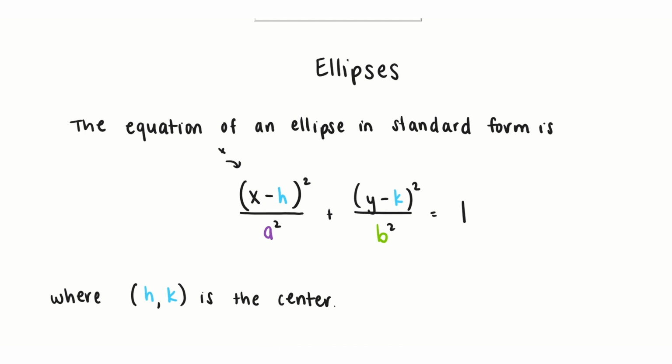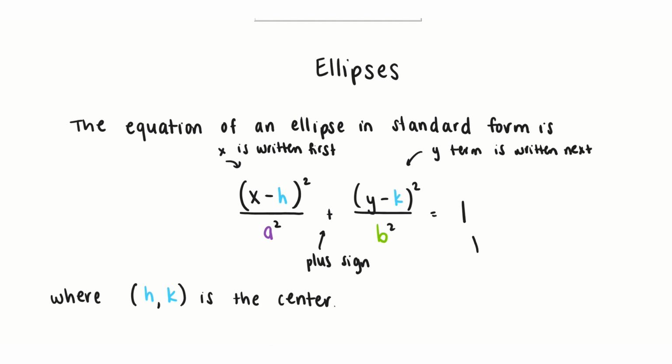So x always is written first. And then we have a plus sign in between the two fractions. The y term is written next. And the equation is always equal to 1 when we're looking at standard form.